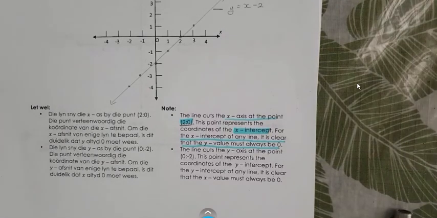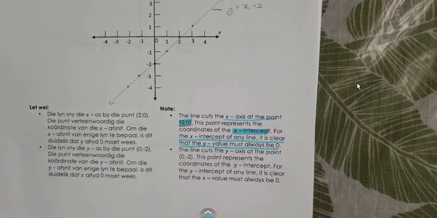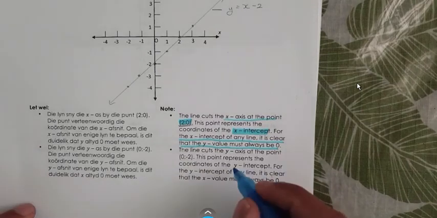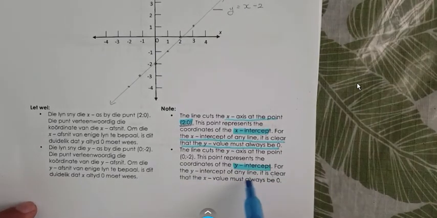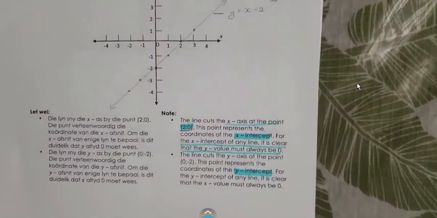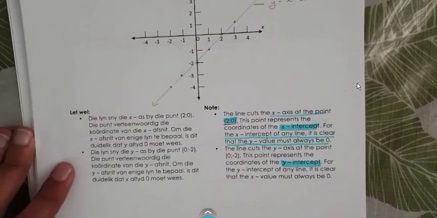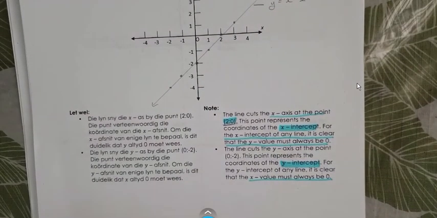Now, the line cuts the y-axis at the point 0 and negative 2. This point represents the y-intercept. And for the y-intercept of any line, it is clear that the x value must always be equal to 0.